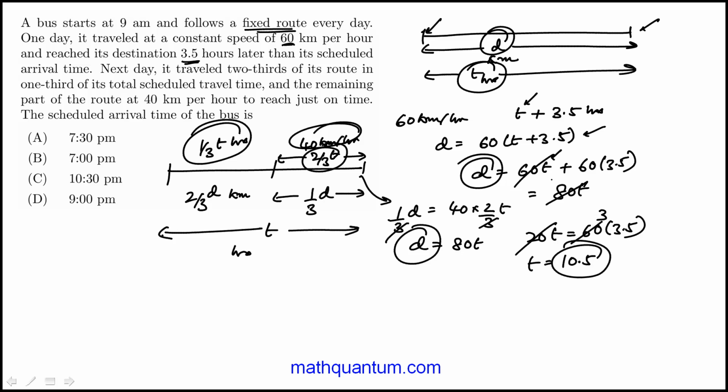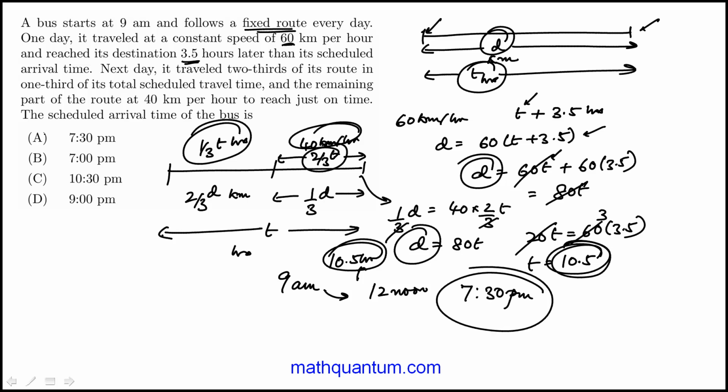10.5 hours. So the bus started at 9 a.m. Its scheduled time to travel that whole trip is 10.5 hours. So we add that to 9 a.m. So 3 hours would leave us at noon. We're left with 7.5 hours, which means it would reach there at 7:30 p.m. Choice A.